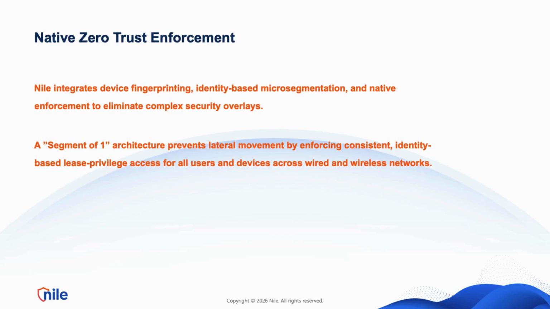Nile embeds device fingerprinting, identity-based microsegmentation, and native policy enforcement directly into the fabric's embedded software. This is so security isn't delivered as an overlay appliance, a bolt-on agent, or a separate policy stack. These capabilities come out of the box as part of the Nile NaaS service, enabling customers to implement zero trust without using VLANs or implicit trust, or integrating an external segmentation firewall and NAC platform.